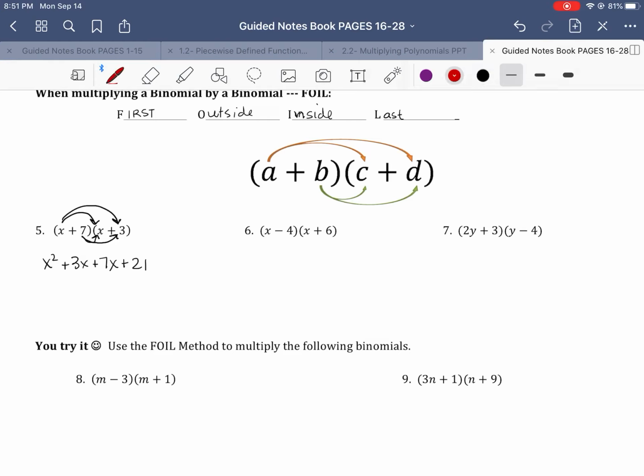Again, once you've multiplied or distributed through, 3x plus 7x, those two can combine. So I've got x squared in the front here. 3 plus 7 is 10, and they both had an x, plus 21.